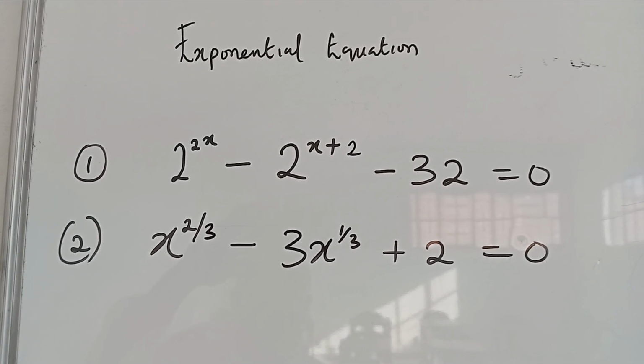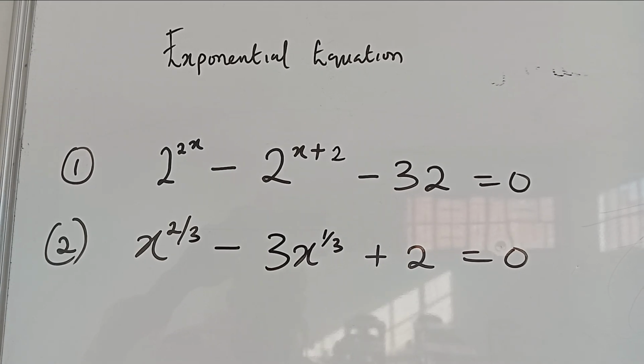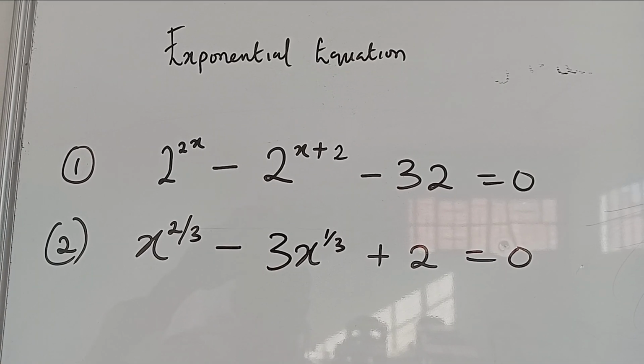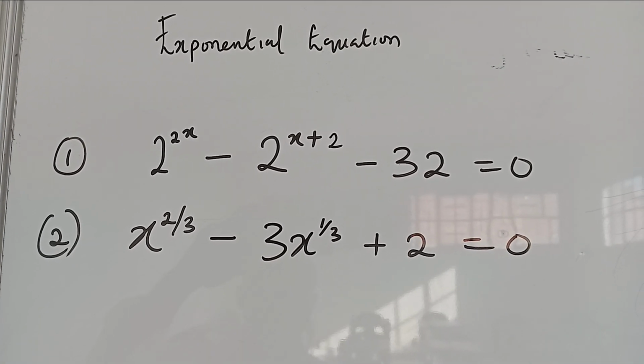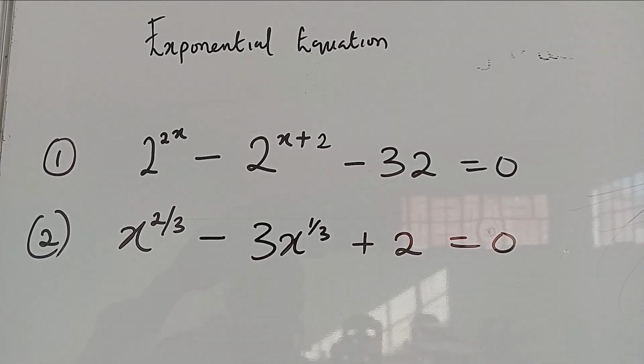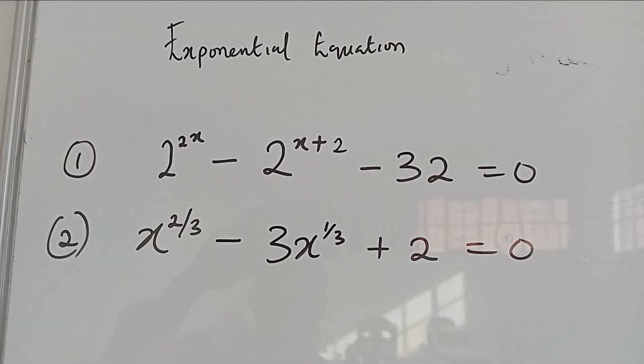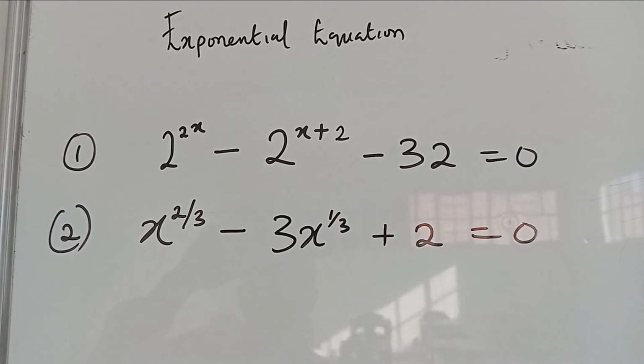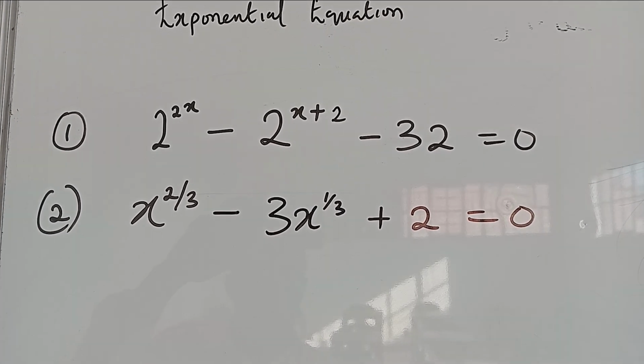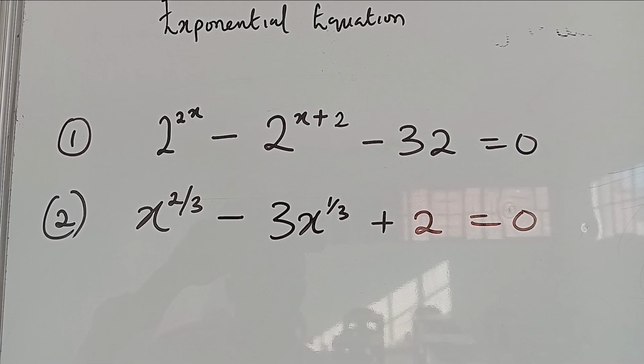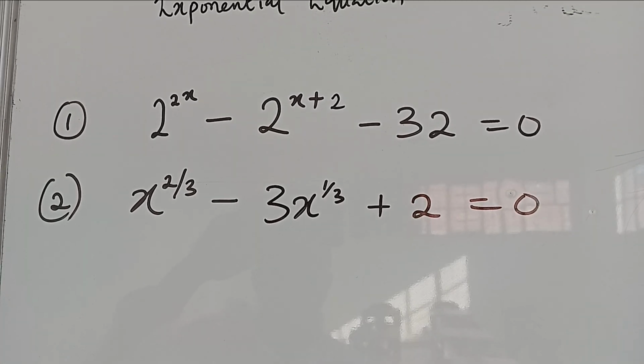Hello there guys. In today's video we'll be looking at exponential equations that lead to quadratic equations. Here we have an exponential equation. From the first question we have 2 raised to the power of 2x minus 2 raised to the power of x plus 2 minus 32 equals 0.